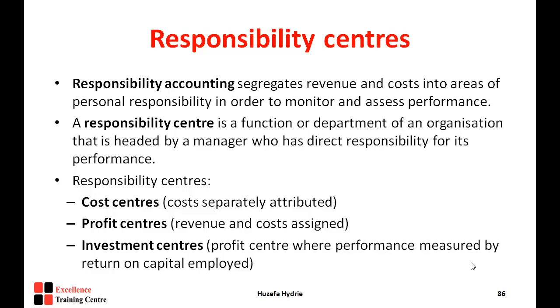The third one is the investment center. Investment. What will you invest? What will a company invest? Money, definitely, which will be the profit of the company. So the manager of the investment center will be responsible for cost and revenue, which turn into profit. And after profit, they will be responsible for capital investment as well.